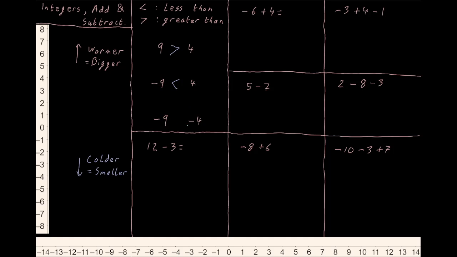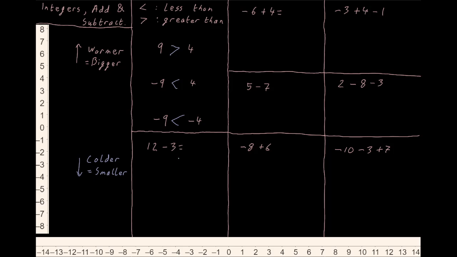What about minus 9 and minus 4? Well, minus 9 is very cold and minus 4 is pretty cold. Minus 4 is bigger than minus 9 because it is warmer than minus 9. They're both negative numbers, but minus 4 is higher up, so it would be bigger.